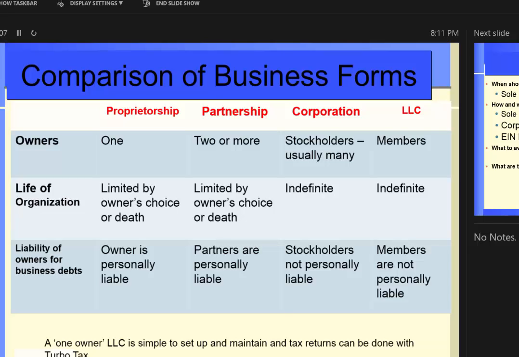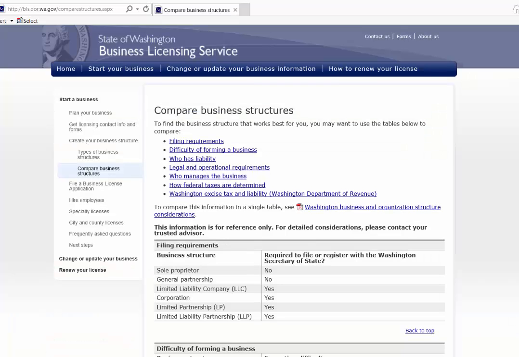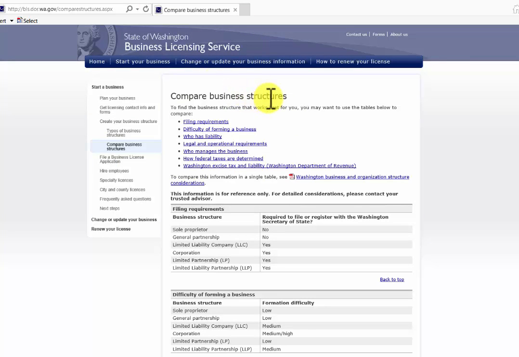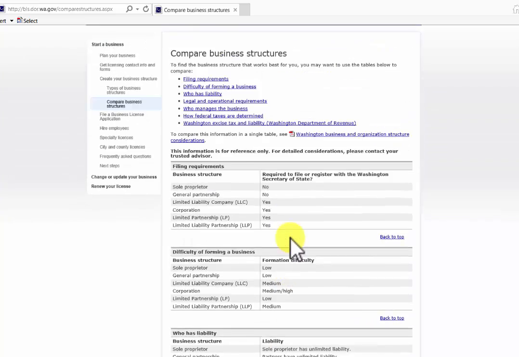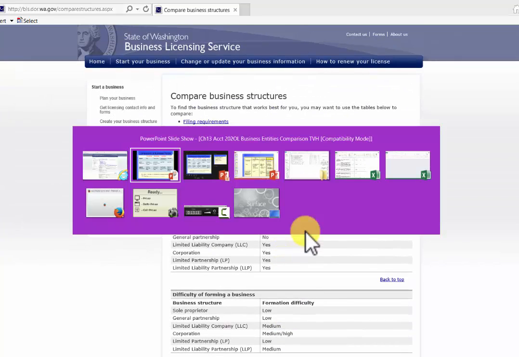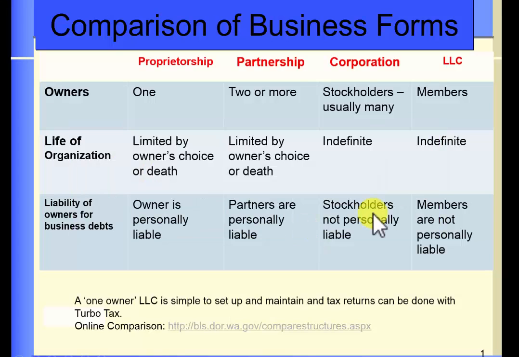Online comparison. I have links in this PowerPoint. Let's just take a look at one here. We click on that and boom. Let's see if it goes. Compare business structures. This is the state of Washington business licensing service. Filing requirements, difficulty of forming a business, who has liability, legal and operational requirements. So this is a lot more detail than we're covering in the book. But we've got all of our different business structures and the criteria and characteristics, comparing them. Okay, with that we'll go back to our PowerPoint. And there we go. Okay.